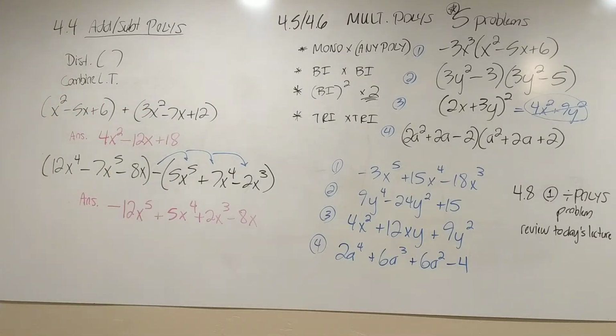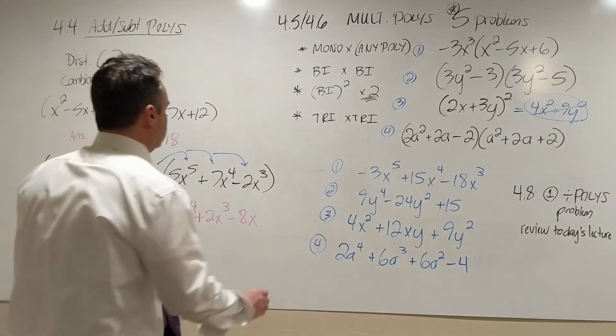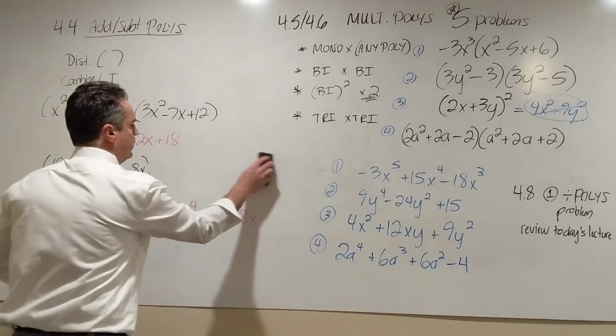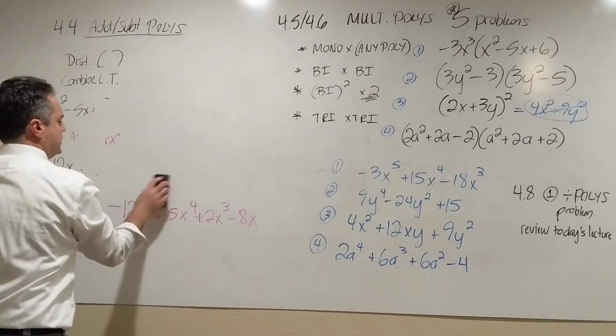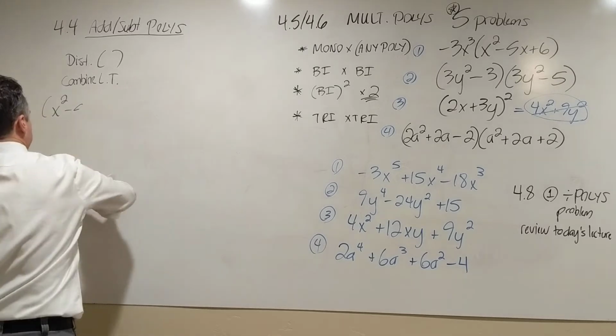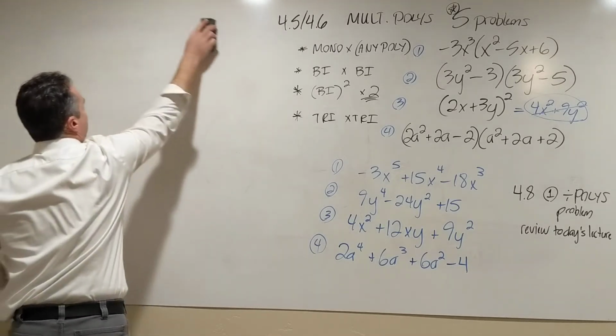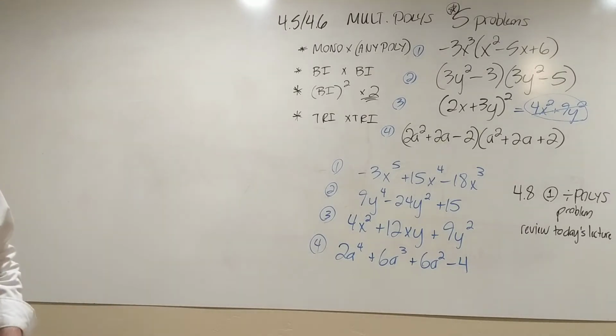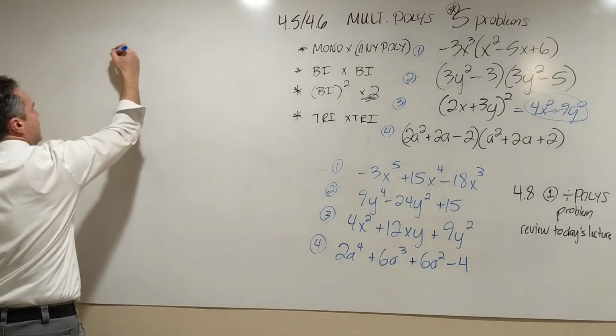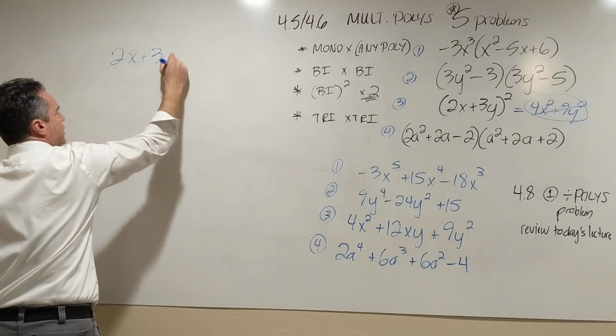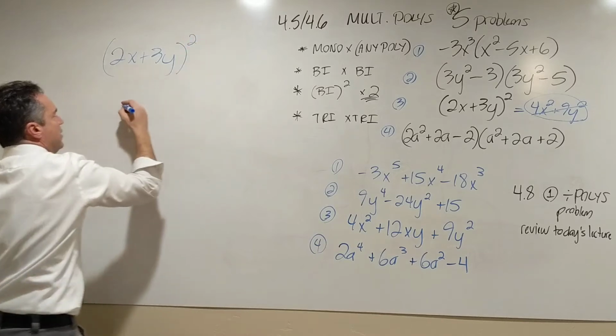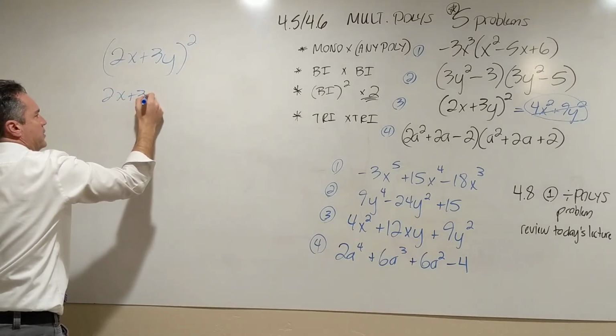So just for a moment here, let's erase a little bit of this right here, and let's take a moment to talk about 2x plus 3y squared. So I have 2x plus 3y quantity squared. We know that's 2x plus 3y.